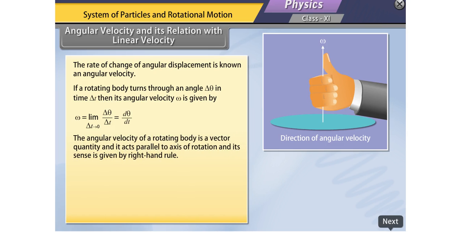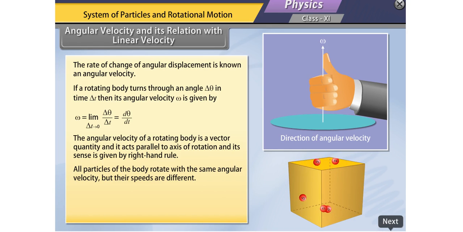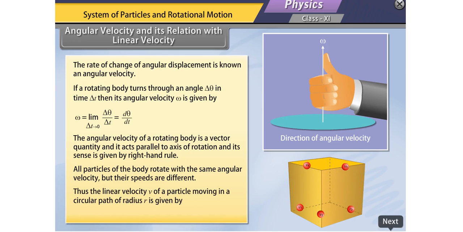The angular velocity of a rotating body is a vector quantity and it acts parallel to the axis of rotation, and its sense is given by the right hand rule. All particles of the body rotate with the same angular velocity, but their speeds are different. Thus, the linear velocity v of a particle moving in a circular path of radius r is given by v is equal to r into omega.